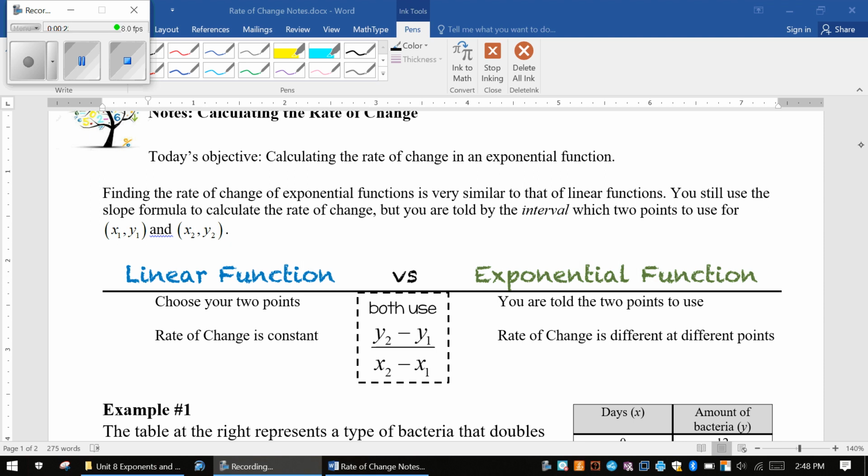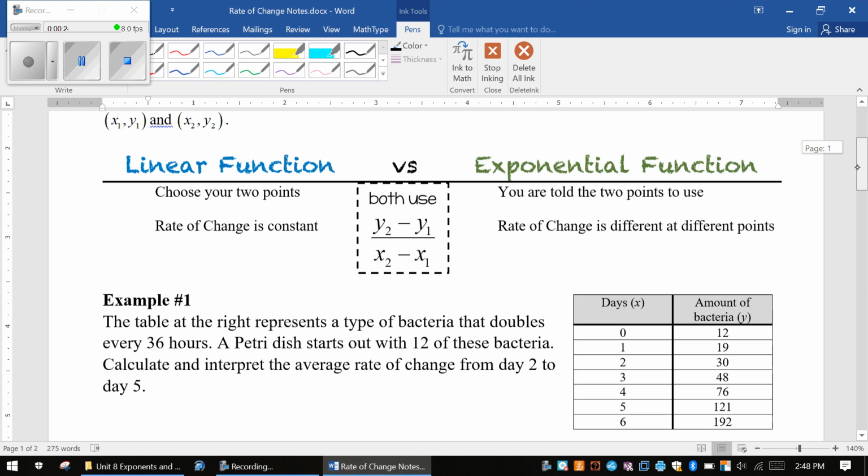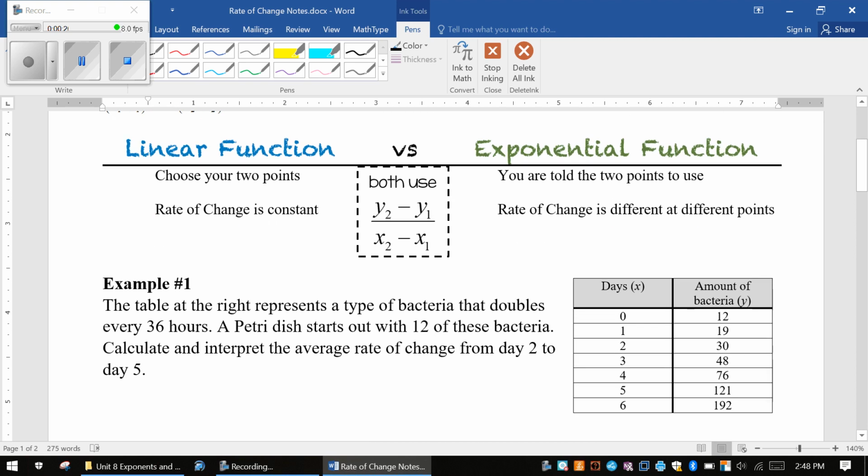For a linear function, you choose any 2 points on the line, and the rate of change between them will be constant. For an exponential function, I have to tell you which 2 points to use because the rate of change is different at different points. So let's take a look at this table in example 1.